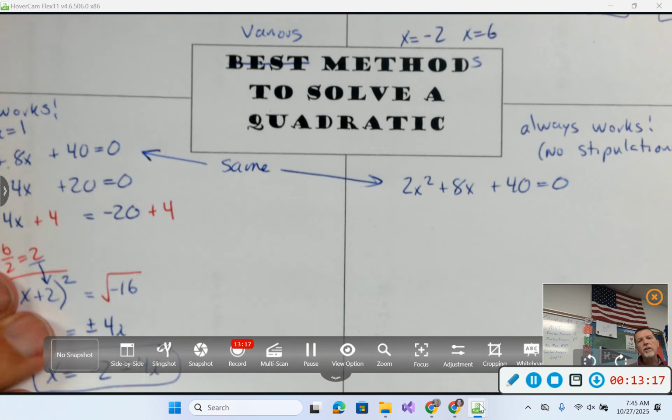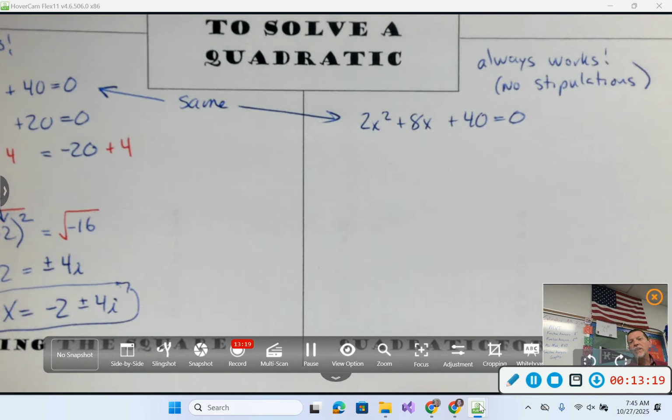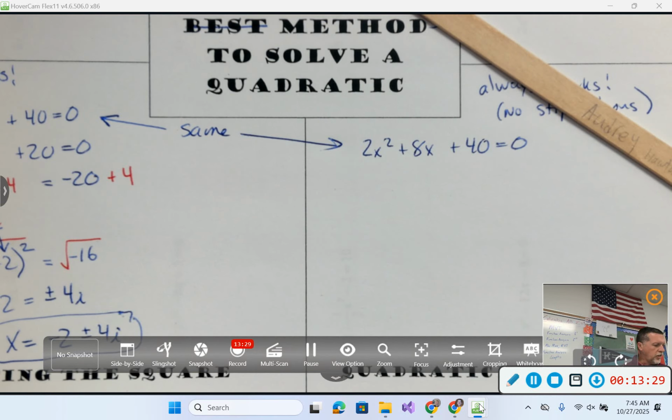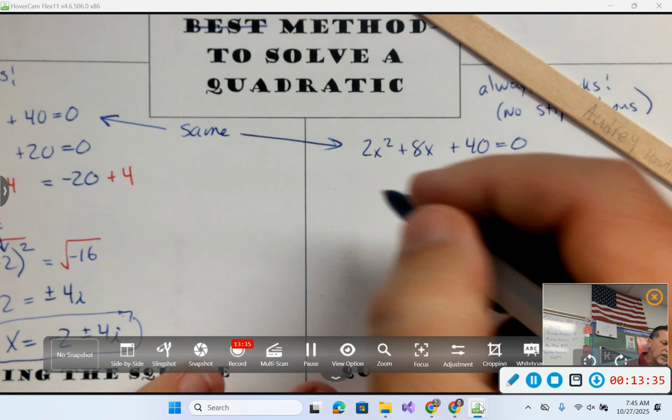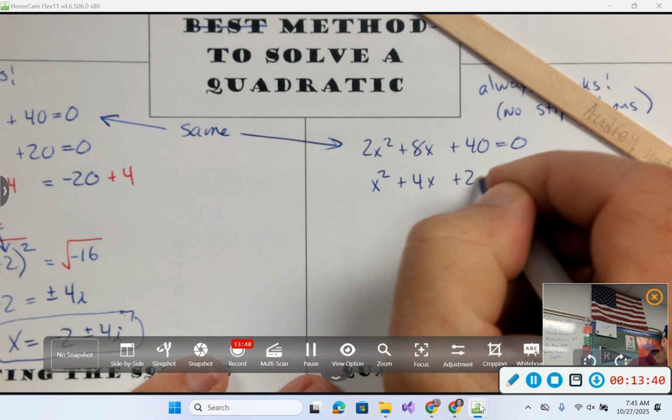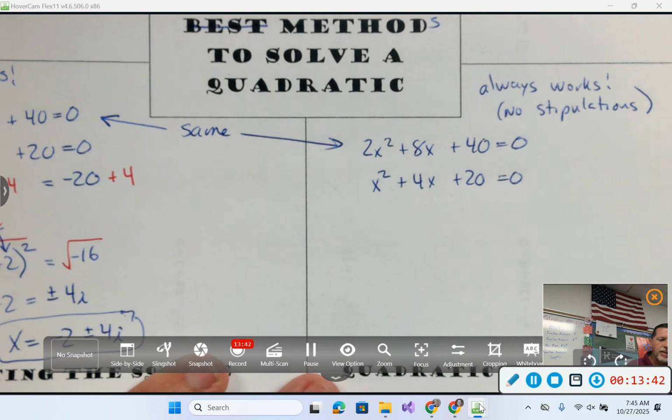So you might want to call that out. We're working the same problem, but now we're going to use the quadratic formula in a moment. Audrey, what would you like to do first on this one? Yeah, we can still divide by 2. That would make life easier. So x squared plus 4x plus 20 equals 0.